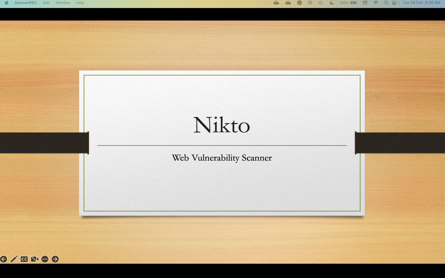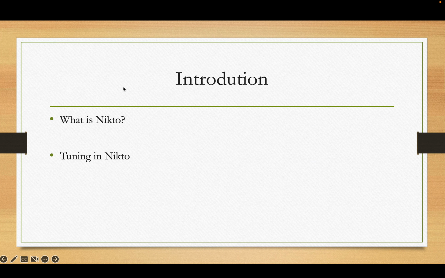Today's topic is about Nikto. It's a web vulnerability scanner. And what is it? What is it for? It's an open source software tool developed in Perl language, which functions as a vulnerability scanner for web servers. The main objective is to identify and report weaknesses or vulnerabilities that exist in a web-based application.